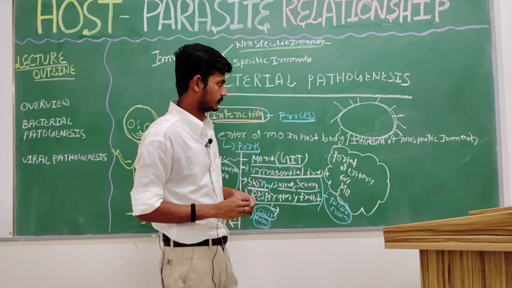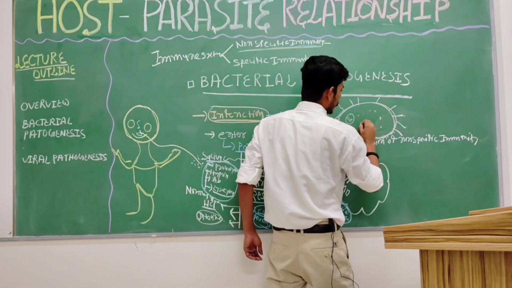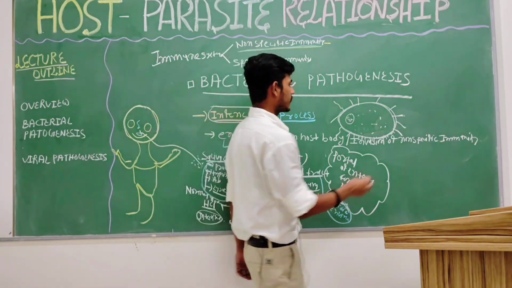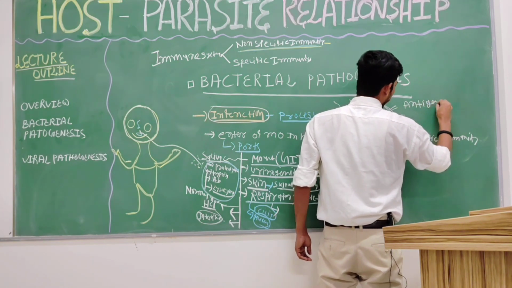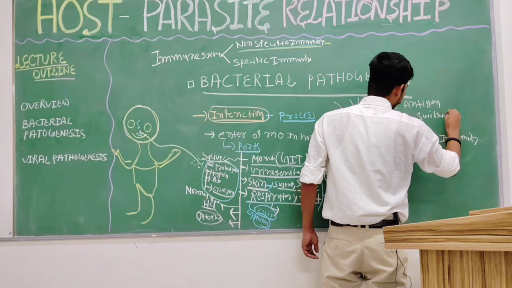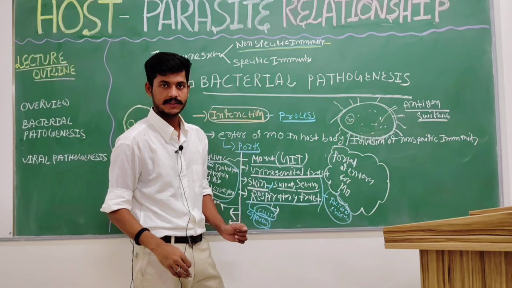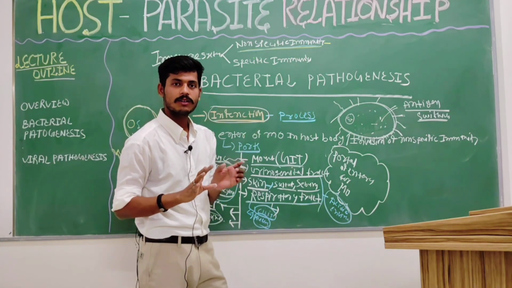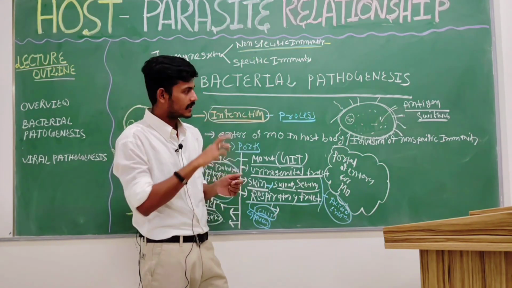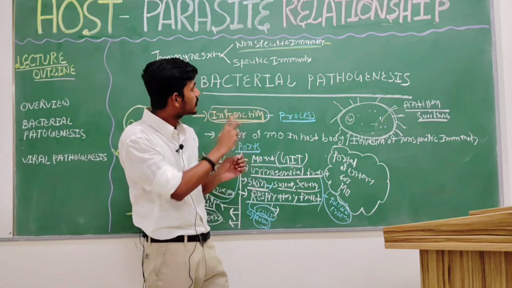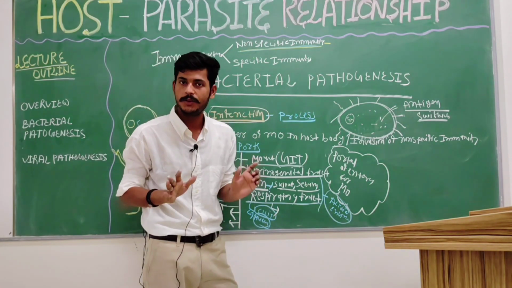Apart from it, bacteria are able to switch their antigens. We refer to that as antigen switching, by which they alter their surface antigens, and our immune system is not able to recognize them. They basically confuse our immune system. This antigen switching phenomenon confuses our immune system, and thereby they escape the non-specific immunity.